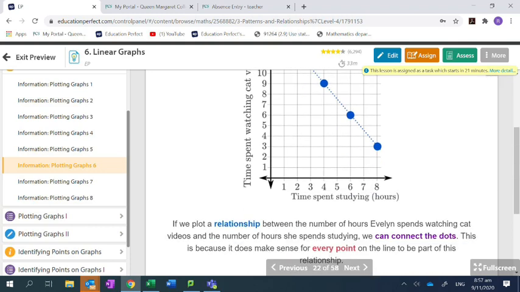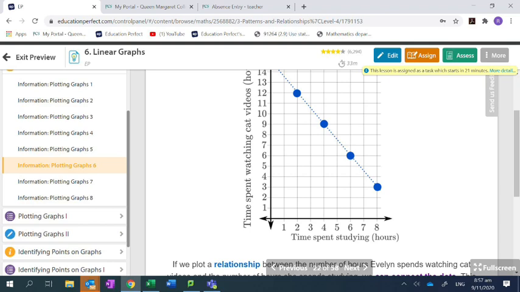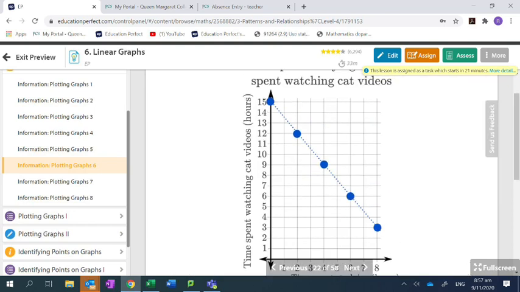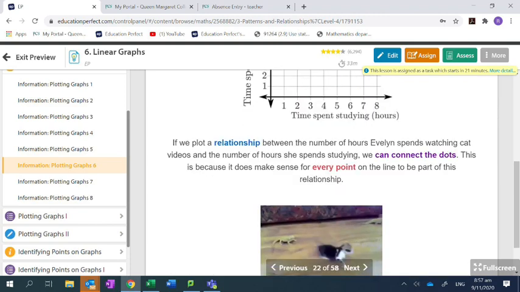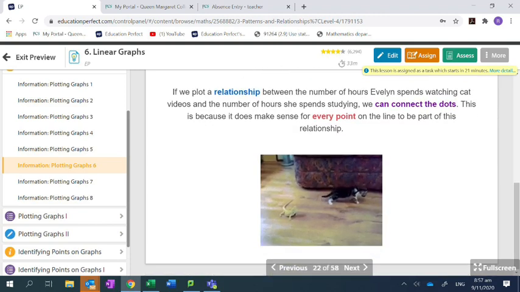In this one, it's the time spent studying versus the time spent watching cat videos. Do you have to study for exactly an hour? No. Could you watch videos for exactly an hour or more or less? Yeah. So in this case, guys, it's appropriate to connect those dots because you can watch for half an hour or spend an hour studying, etc. Okay?